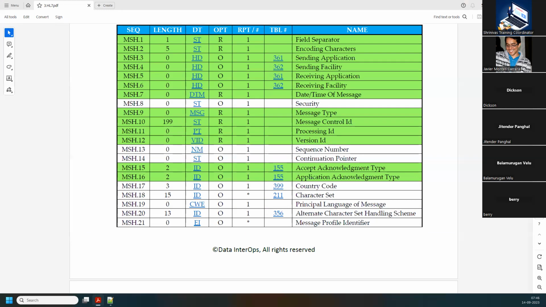Sorry to cut you, this message control ID, is this the unique ID for that transaction? Suppose a patient registration is done, A04, will that control ID be the same? No, it will be unique for every transaction, every message. You might be transacting hundreds of A04 messages in a day, so this will be unique.